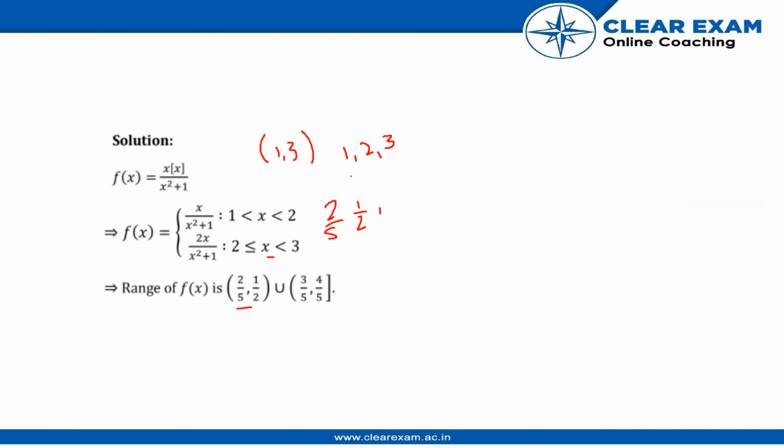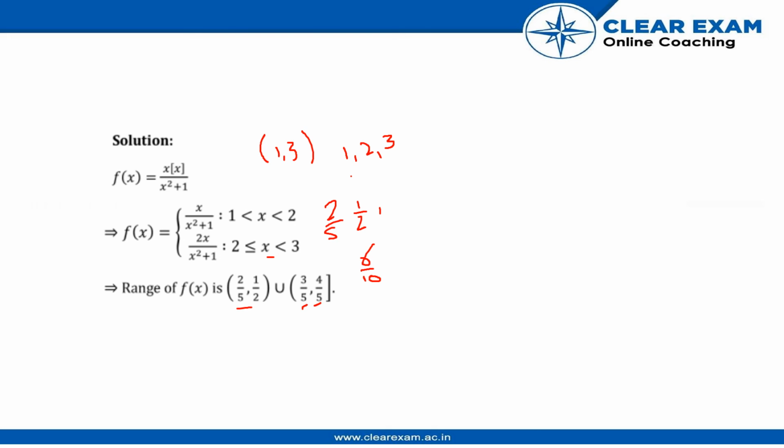Then for the next one we put 2 in this equation, and we get 2 into 2, 4, upon 2 squared, 4, plus 1, 5, which is 4 by 5. And 3 we put over here: 3 2s are 6, 3 3s are 9 plus 1, 10, we get 6 by 10. Reducing it, we get 3 by 5. Again 3 by 5 is less than 4 by 5, so we write it as 3 by 5 to 4 by 5.